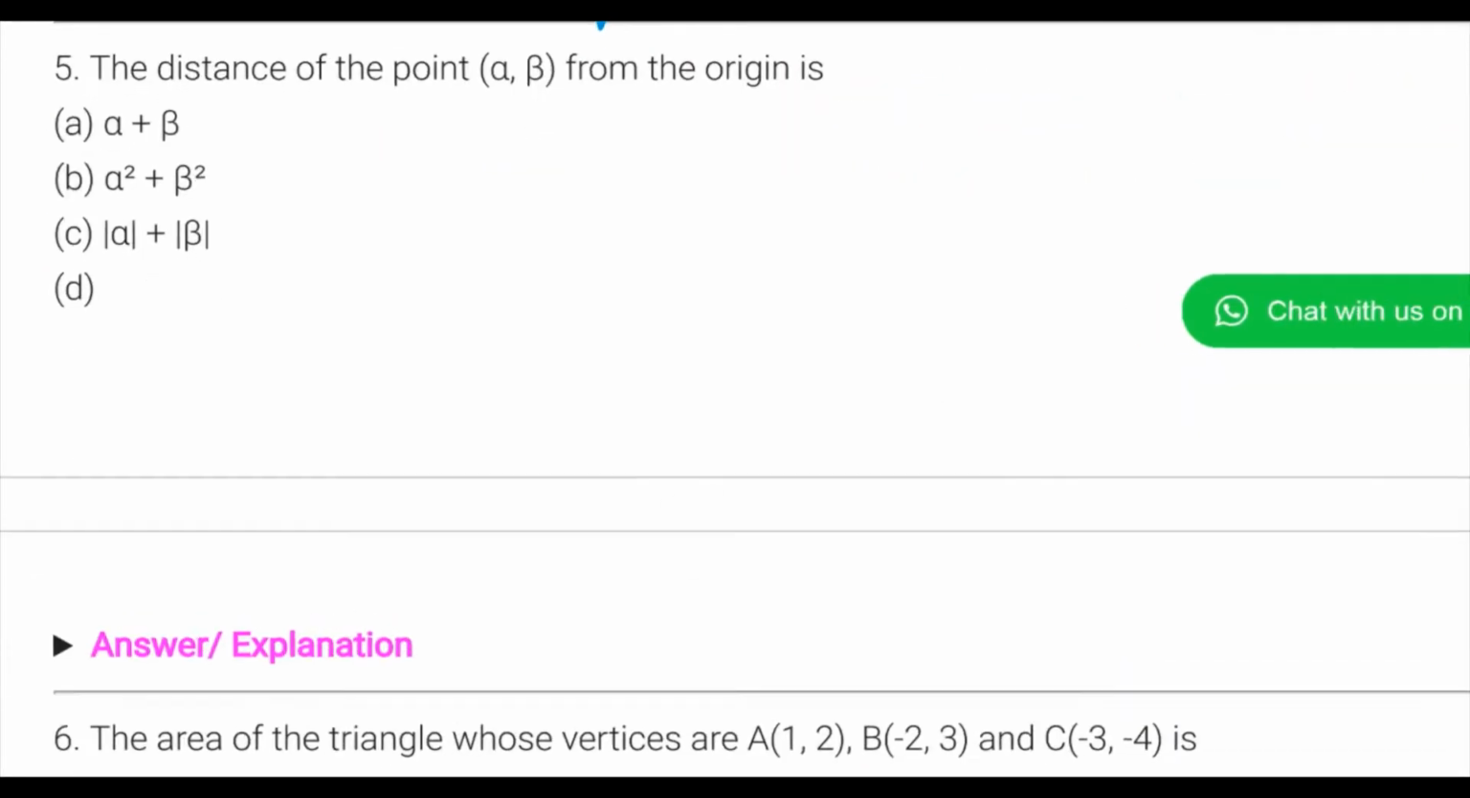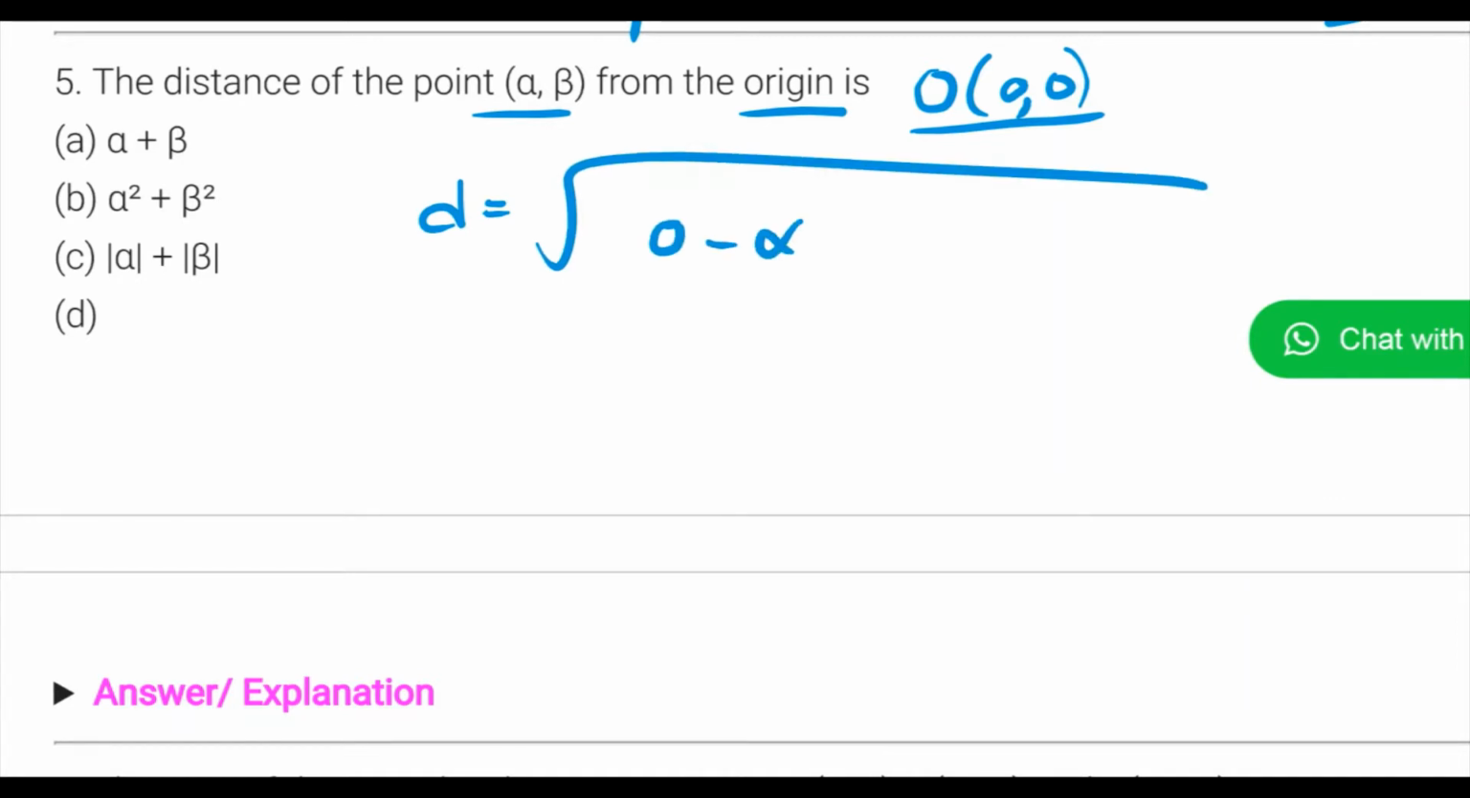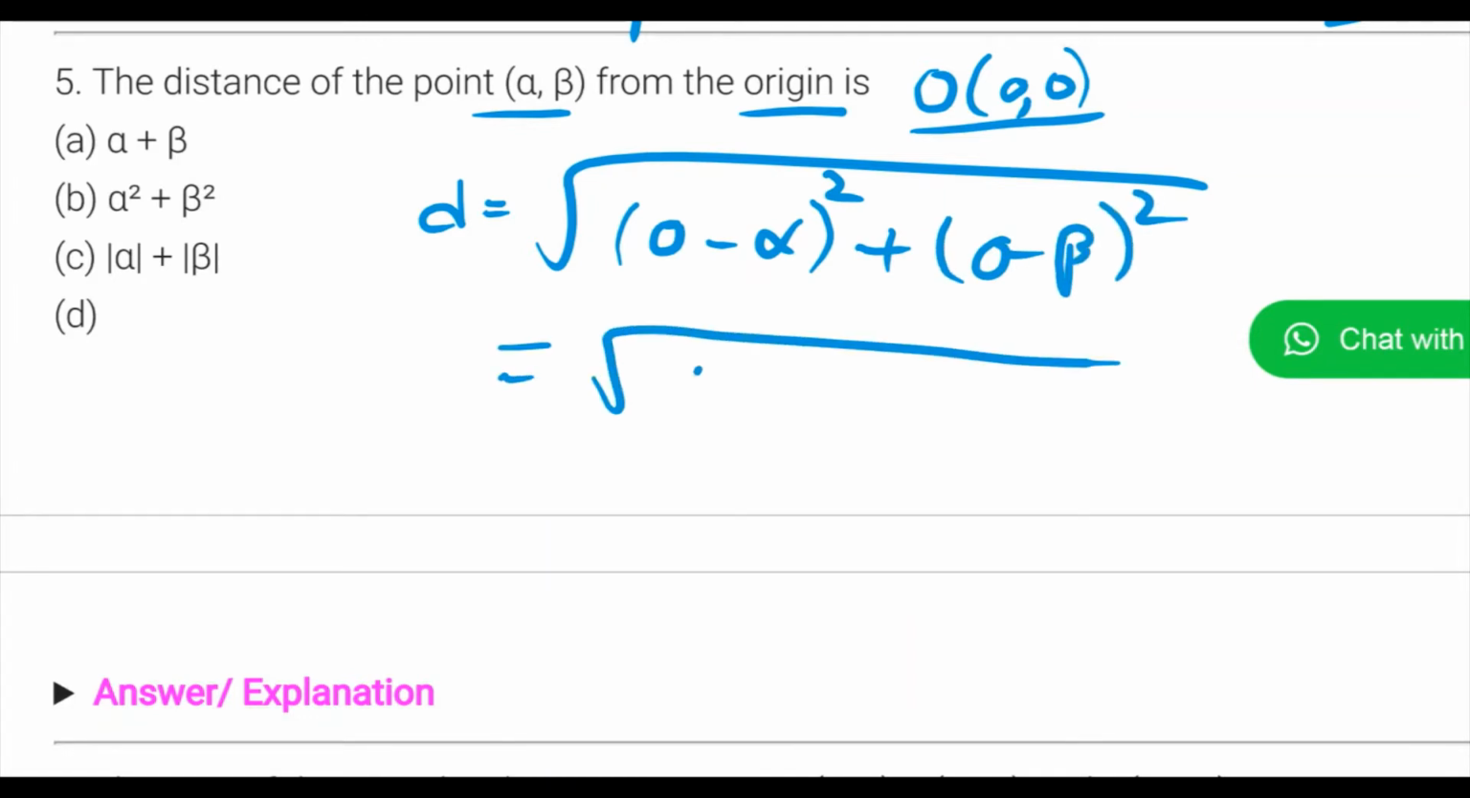Next question. The distance of the point alpha, beta from the origin is, the origin is nothing but O (0, 0). Applying the distance formula for these 2 points, distance equals square root of (0 minus alpha) whole square plus (0 minus beta) whole square. That equals root alpha square plus beta square. So the option D is not given, so this is the option D here. It's root alpha square plus beta square. Option D.